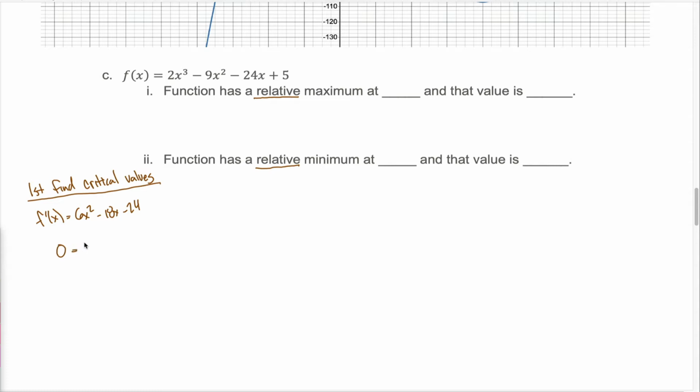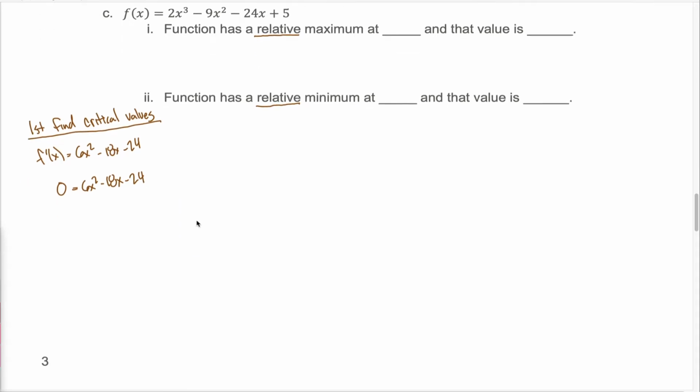When does 0 equal 6x squared minus 18x minus 24? I think we solved this exact thing in a previous video. We recognize that all three of these terms are divisible by 6. So if I divide both sides of the equation by 6, I get 0 equals x squared minus 3x minus 4. The nice thing about x squared minus 3x minus 4 is it factors. It factors to x minus 4 times x plus 1. So I get solutions to this equation anytime x minus 4 equals 0 and anytime x plus 1 equals 0. Anytime x is equal to 4 or x is equal to negative 1, my first derivative is equal to 0. In other words, I have a critical value.